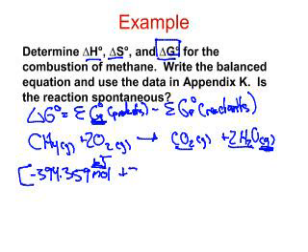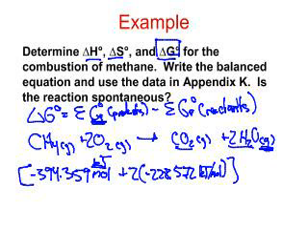Okay, and then we have 2 water molecules, so we're going to put 2 times the free energy of formation of water, which is negative 228.572 kilojoules per mole. Okay, and then we'll close that bracket off. There's the products. Okay, this is subtracting the sum of the free energies of formation of the reactants.